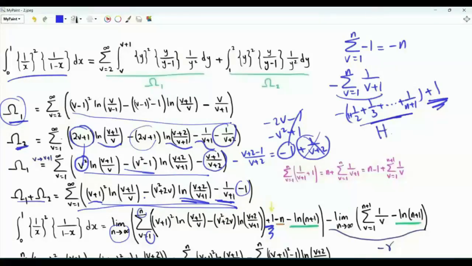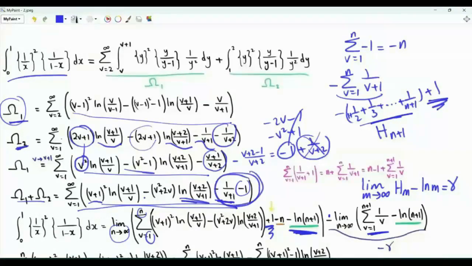We have the harmonic number H of n plus 1. From the harmonic number, we subtract ln of n plus 1. Because there is a minus sign here, then we need to have minus ln of n plus 1. We do this because we know that the limit as m tends to infinity of H of m minus ln m is equal to gamma, the Euler-Mascheroni constant. We have handled these two guys here.